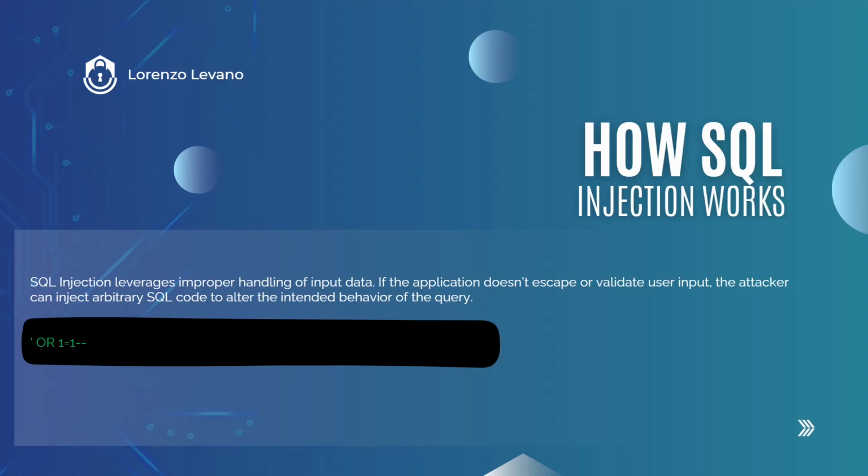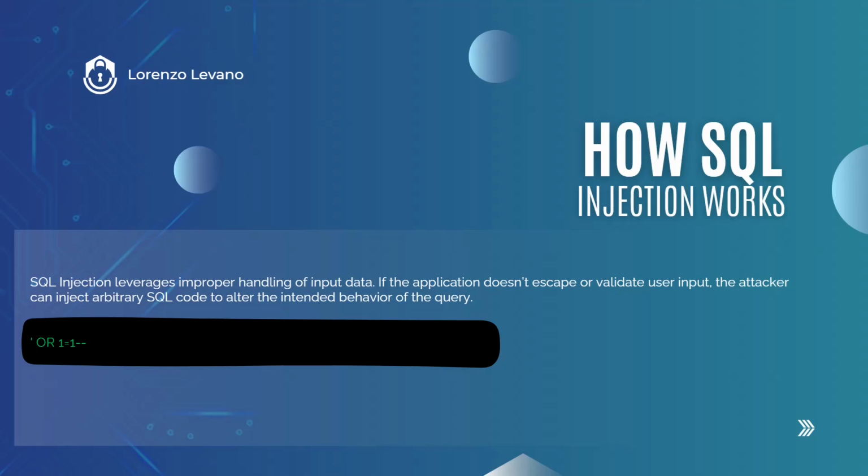So how does this work? The SQL injection leverages improper handling of input data. If the application doesn't escape or validate user input, the attacker can inject arbitrary SQL code to alter the intended behavior of the query. For example, let's try to inject this into the email field: ' or 1=1 -- with a single quote. And let's leave the password field blank.